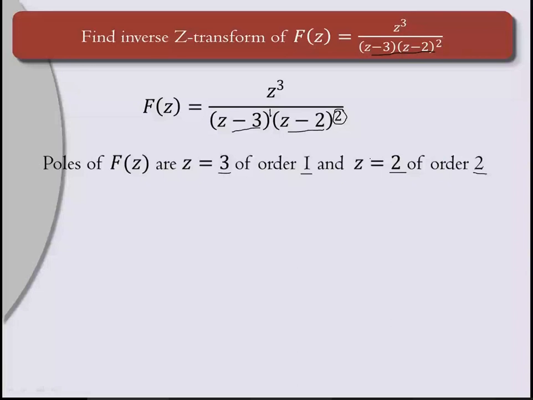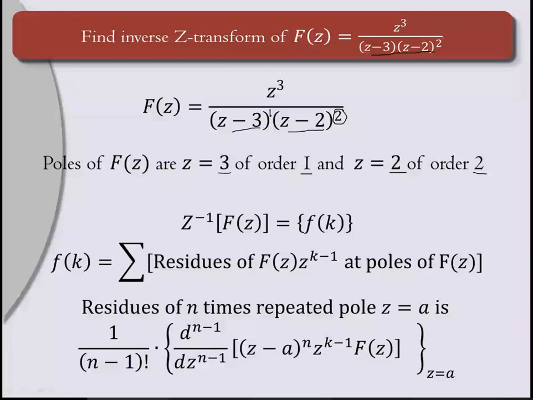Okay, now we have to find the two residues. So use again the formula of residue, just recall the formula of residue. Z inverse of f of z is equal to f of k, where f of k is equal to sum of the residues of f of z into z raised to k minus 1 at each pole of f of z.